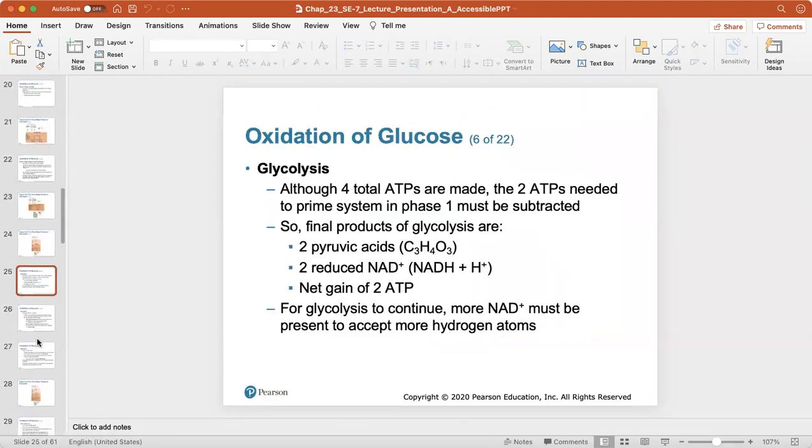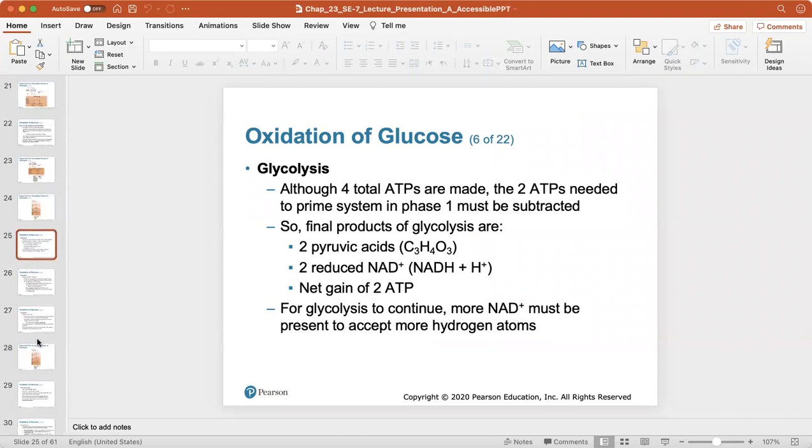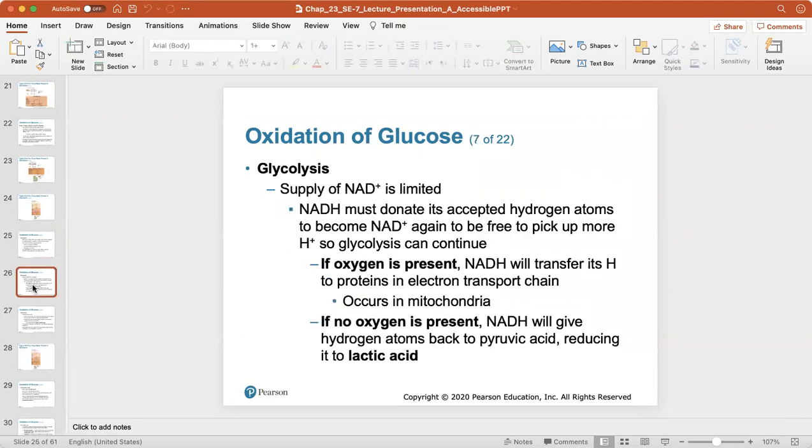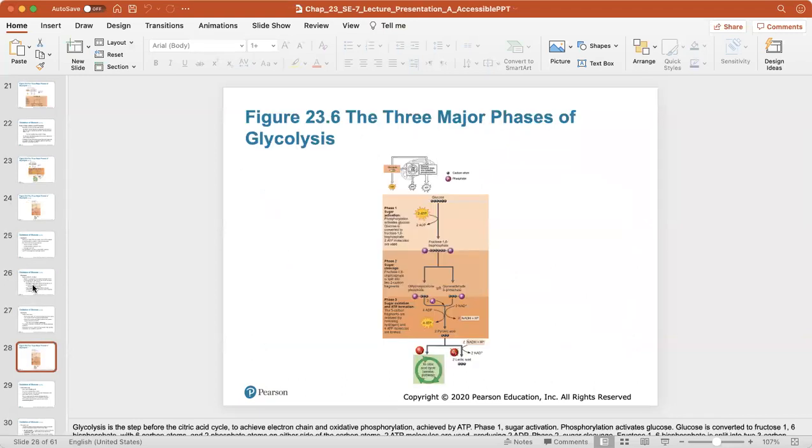In glycolysis, you have to keep in mind that although 4 total ATPs are made, the 2 ATPs needed to start phase 1 must be subtracted. So only a net gain of 2 ATP occurs in glycolysis. We also create 2 NADH. So for glycolysis to continue, more NAD must be present to accept more hydrogen atoms. All right, so that's glycolysis.